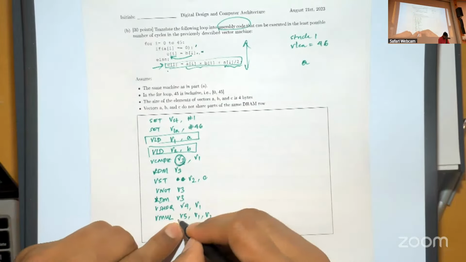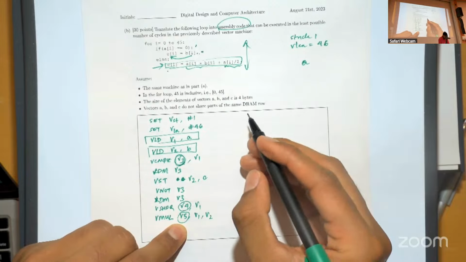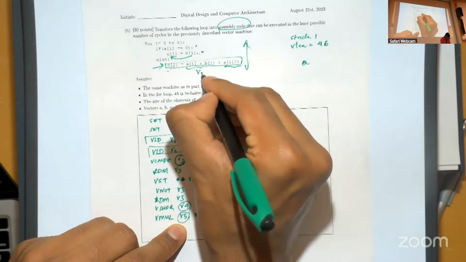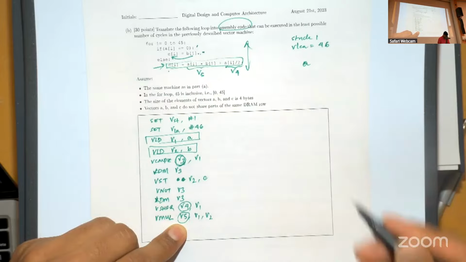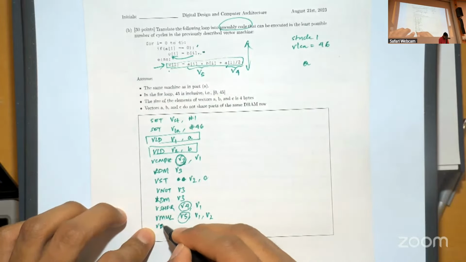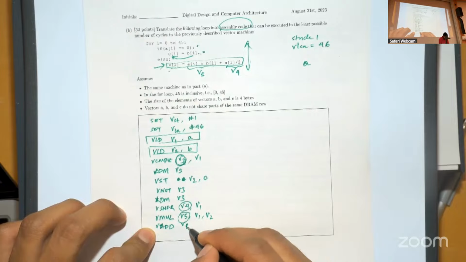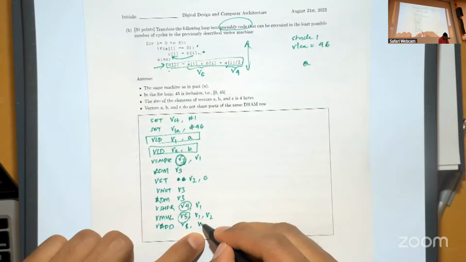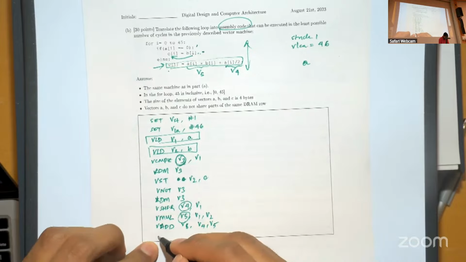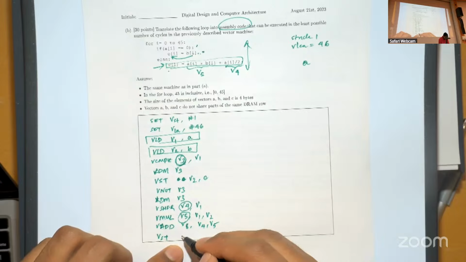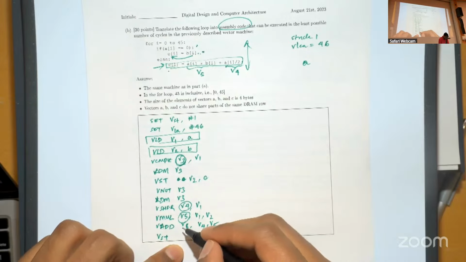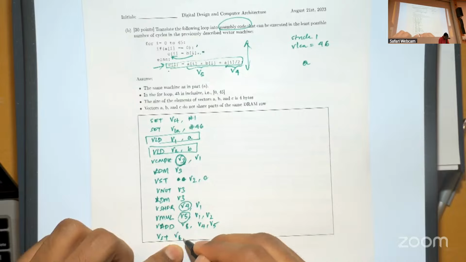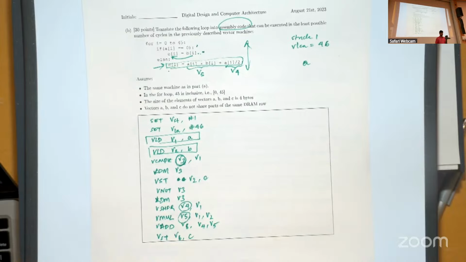The result of the two parts are in V4 and V5. So this is V5, this is V4. Finally, we add these two. Let's store into V6, and that's going to be V4, V5, and at this point, we can store the data that's present in V6 into C. Does this make sense? Or not?